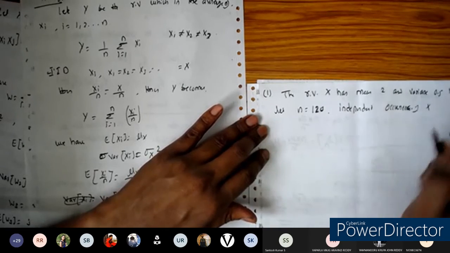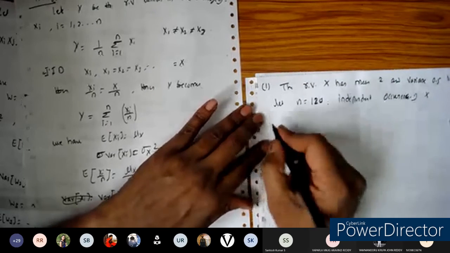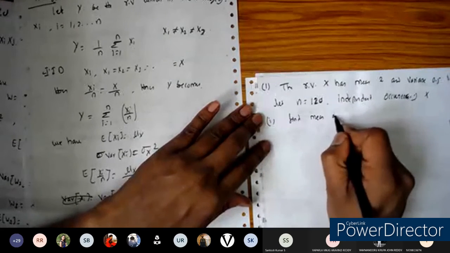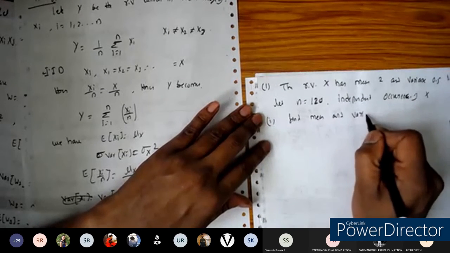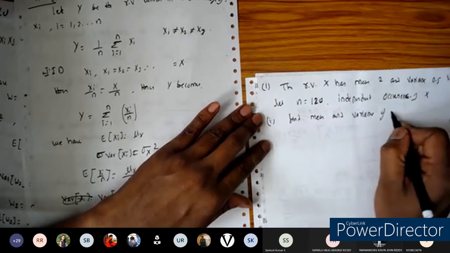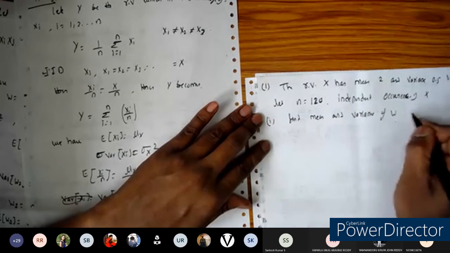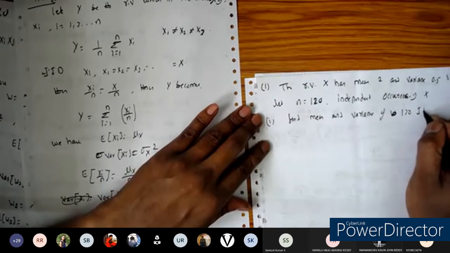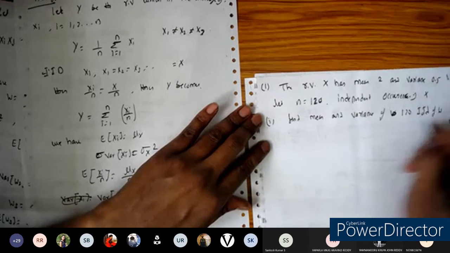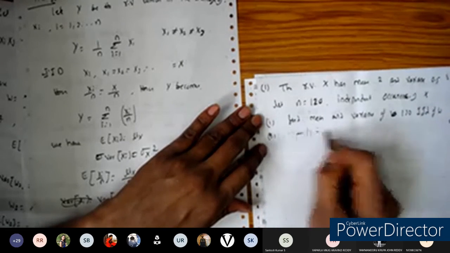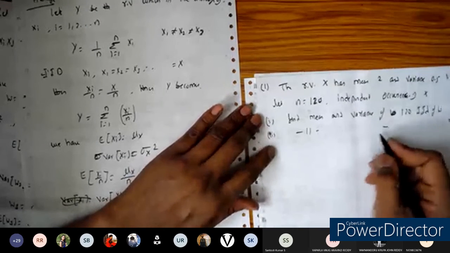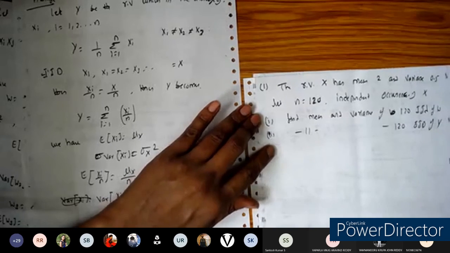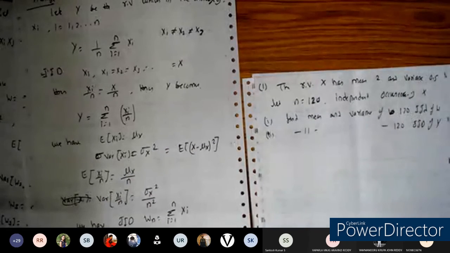First one: find the mean and variance of w, that is, the mean and variance of 120 IIDs of w. And the second one is to find the mean and variance of 120 IIDs of y.